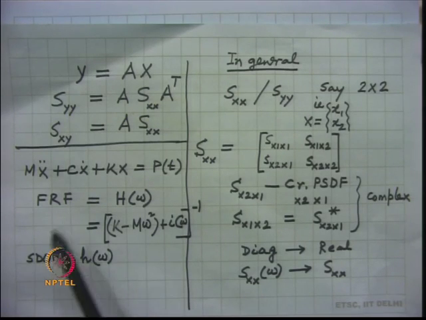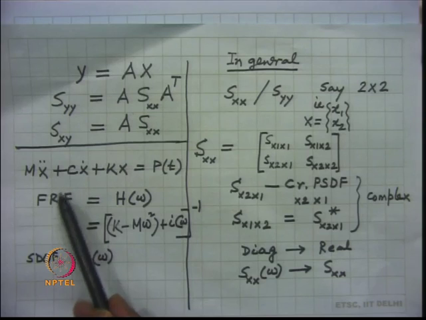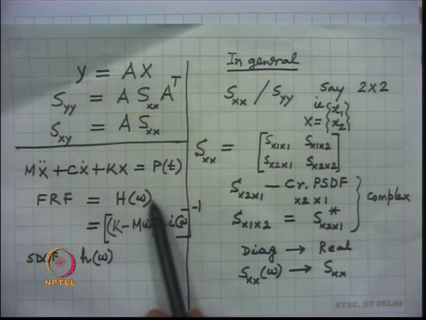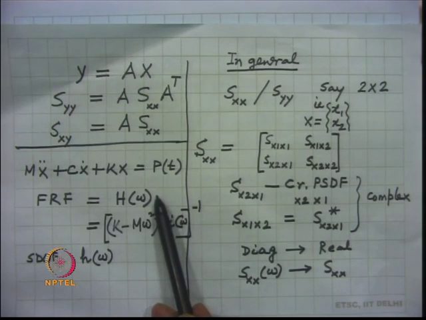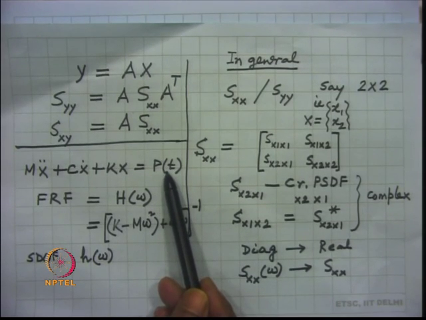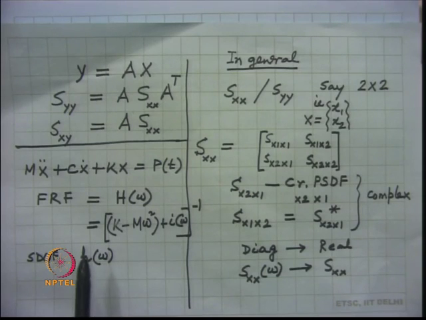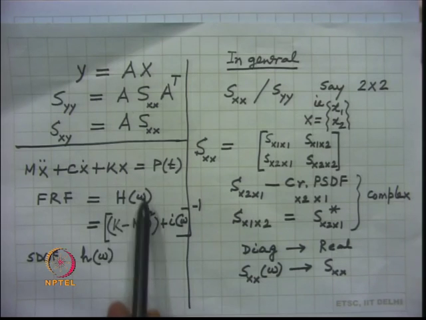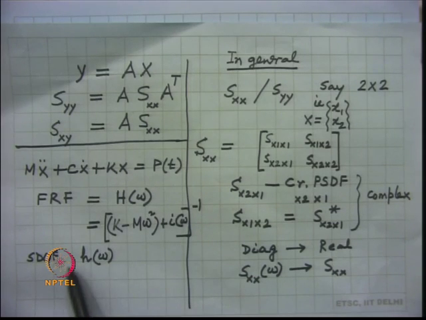Therefore, X(omega) can be written as X(omega) equal to H(omega) multiplied by P(omega), where P(omega) is the frequency contents of the force vector P(t). In case of a single degree of freedom system, this H(omega) matrix is written as small h(omega), that is a single quantity, which is also called the FRF, that is frequency response function of a single degree of freedom system.